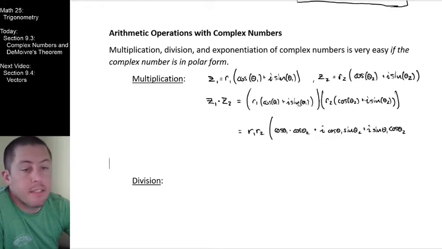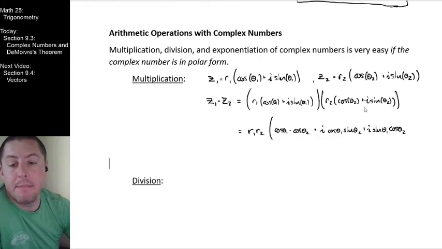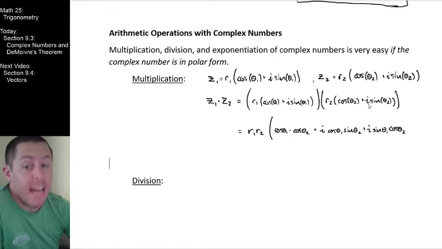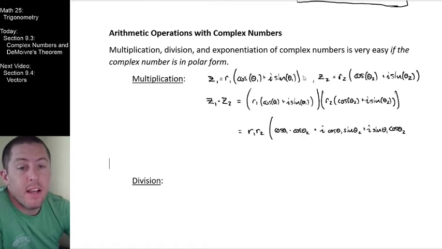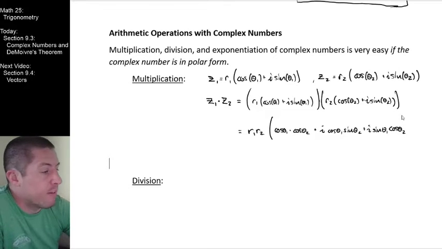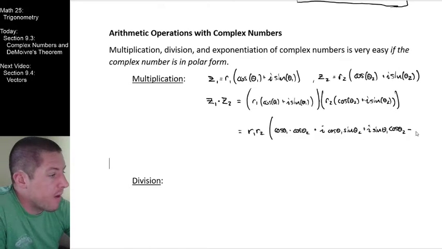And finally, last, you should notice here that when I multiply i sine theta 1 times i sine theta 2, we're getting an i times i, which is i squared, which we know is really negative 1. So i times i is negative 1. That's going to make this a subtraction now. And we're just going to get sine of theta 1, sine of theta 2.